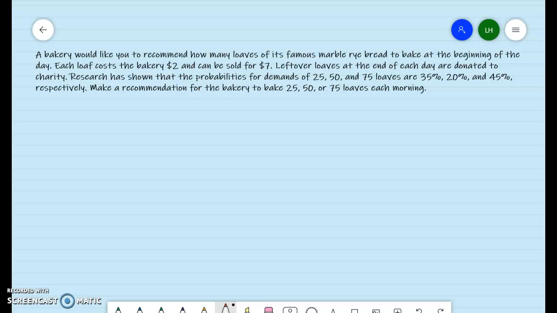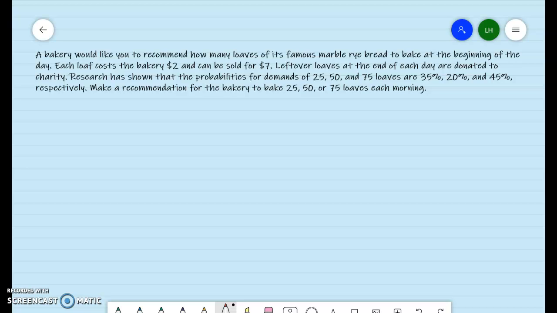Research has shown that the probability for the demands of 25, 50, and 75 loaves are 35%, 20%, and 45% respectively. Make a recommendation for the bakery to bake 25, 50, or 75 loaves.